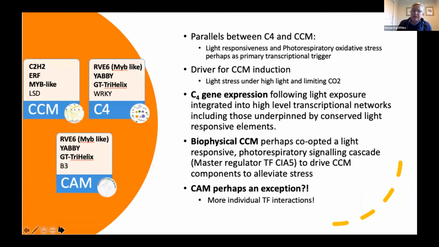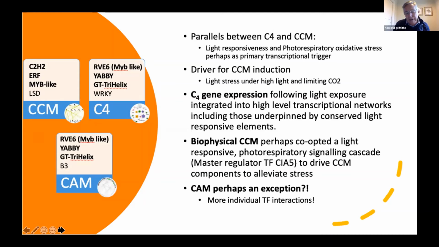We've got this idea that light responsiveness and photorespiratory oxidative stress are potentially the primary transcriptional trigger for both C4 and our biophysical CCM in aquatic plants. And maybe a driver for that CCM induction is light stress, and specifically high light under limiting CO2 concentrations. That's maybe where we should be focusing, as we're finding increasingly that those regulatory factors lie. And so again, C4 gene expression from Pallavi's data is associated with these transcriptional networks. The biophysical CCM also seems to have co-opted a light responsive photorespiratory signaling cascade. Perhaps now we can characterize in better detail the role of that master regulator.